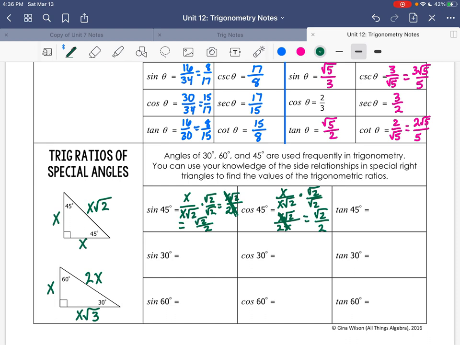Tangent is even more fun. Opposite over adjacent, x over x is 1. So the tangent of a 45-degree angle is just 1. So those are really one of those things, again, you need to commit those to memory.